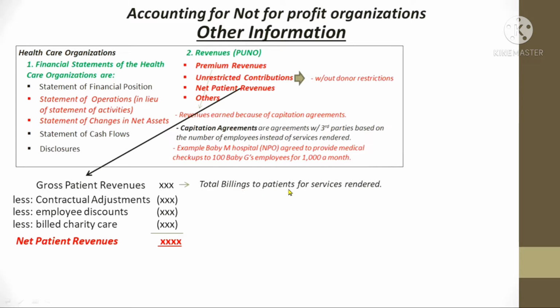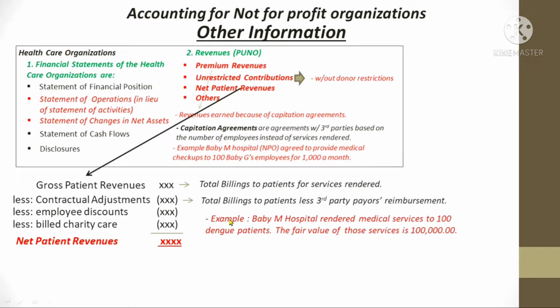This is just the total billings of the NPO hospital to all its clients or customers. So next, we have the contractual adjustments, which is the total billings to patients less third-party payers' reimbursement. Nosebleed, right? But it will make sense if we put it in an example. So we have here an example.